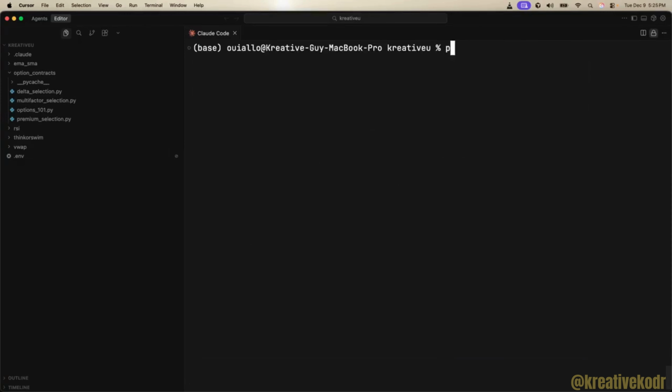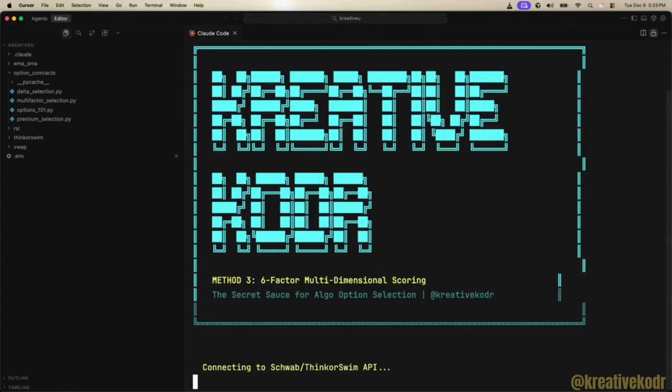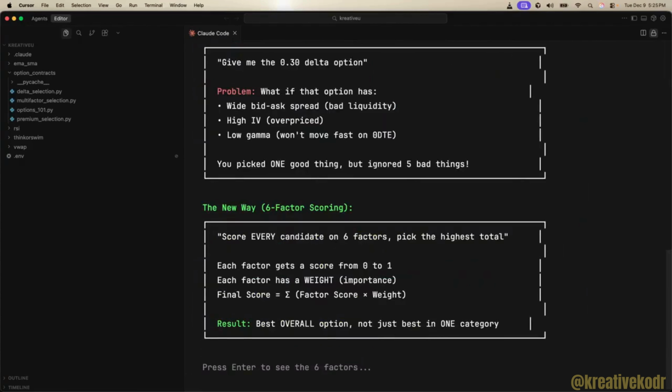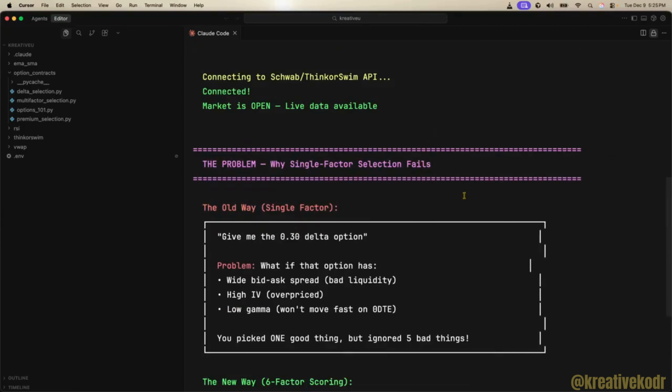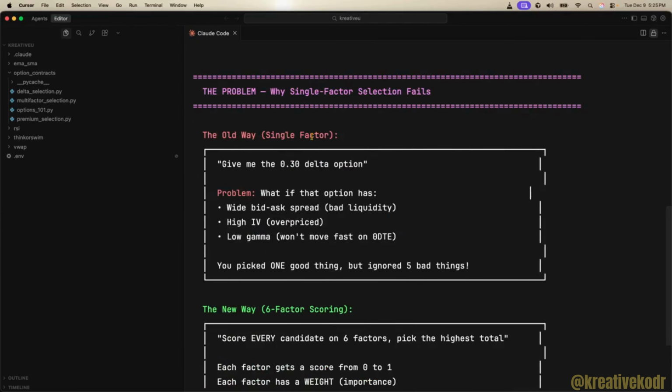This multi-factor selection is what we use for all of our algo bots, so I'm super excited for you all to see this. With the single way to select, say "give me a delta of 0.30," what happens if the option has wide spreads? Bad liquidity. What happens if we have high IV? It's overpriced. What happens if we have low gamma?